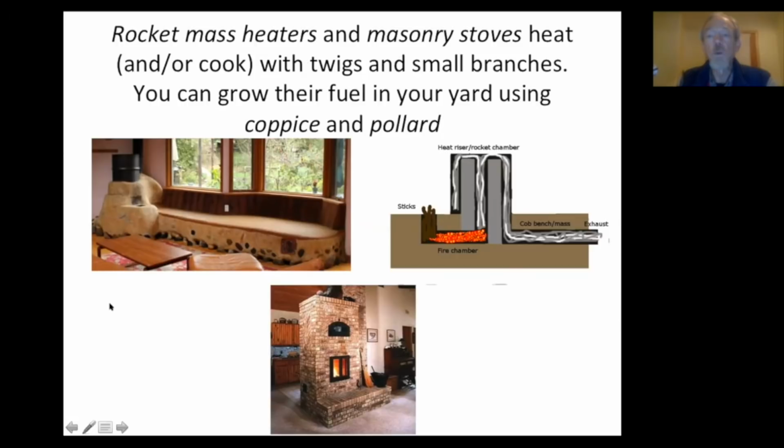There is CO2 and there's water, but you can run these stoves with twigs, with really small pieces of wood, which means that if you have even a reasonable size yard, you can actually grow the fuel that you need to heat your small house using one of these rocket mass heaters or with a masonry stove. Masonry stoves aren't quite as efficient, but they're pretty darn good. So I want to just talk for a minute about these techniques of how to grow fuel in your own yard, something called coppicing and pollarding.